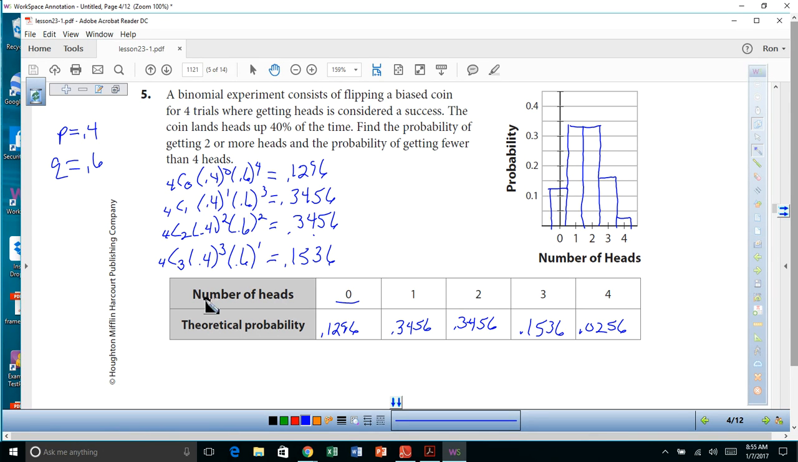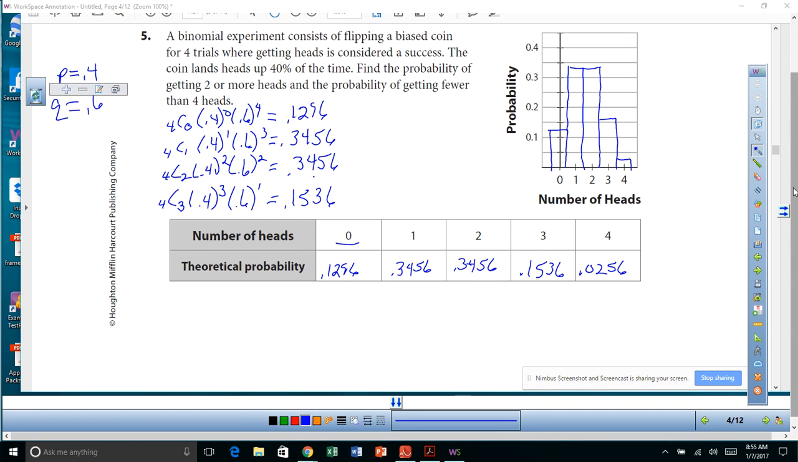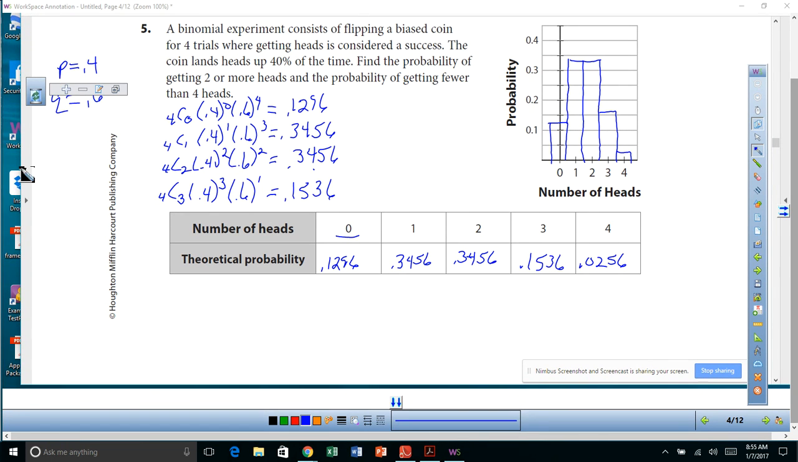And if you look, the distribution is skewed to the right. You got a longer tail over here. The distribution is skewed to the right.